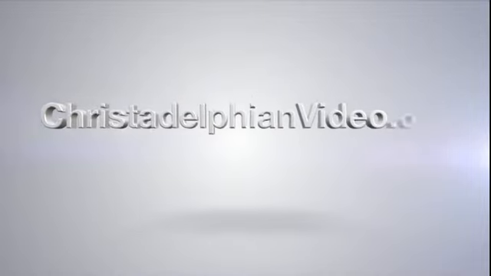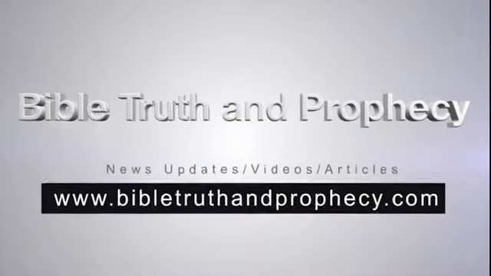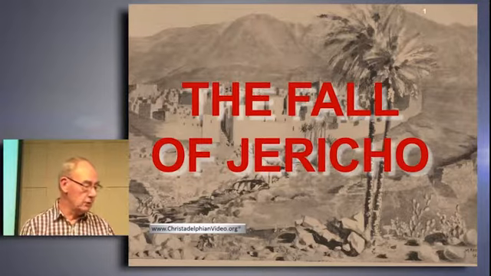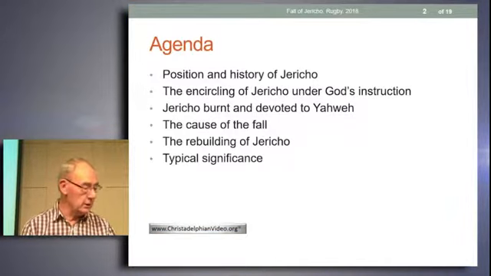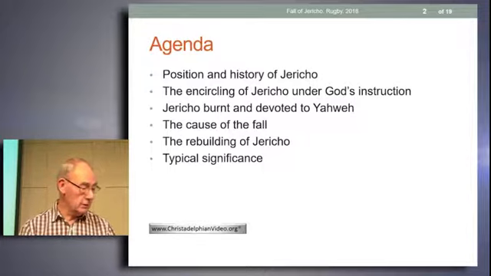Sort of the agenda we want to cover. First of all, we're going to talk somewhat about the position and the history of Jericho, where it stood in the history and physically where it stood. And then we'll talk about the way it was destroyed, the way it was encircled, in the way we've just read there in that 6th chapter of Joshua.